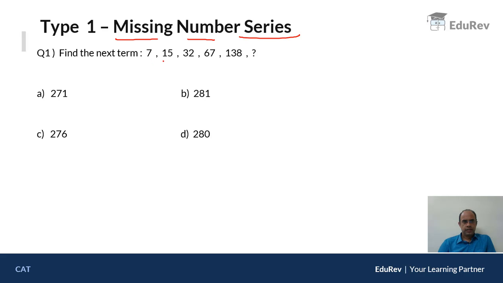Now guys, let us try to look for a pattern. If I say 7, 15, we can say either the difference is 8, but here the difference is 17. Here the difference is 35. So there is no pattern that we are observing. So let's see how to solve this question.